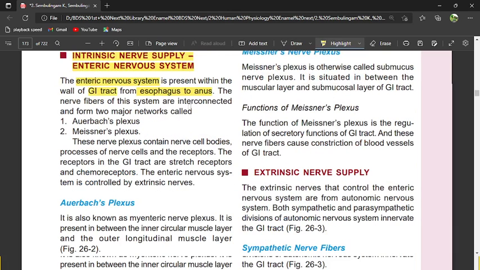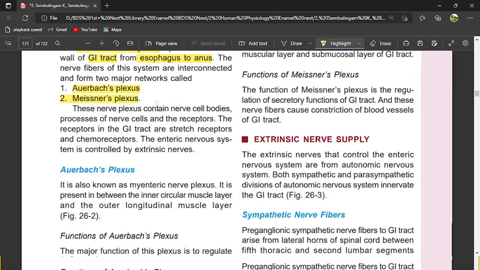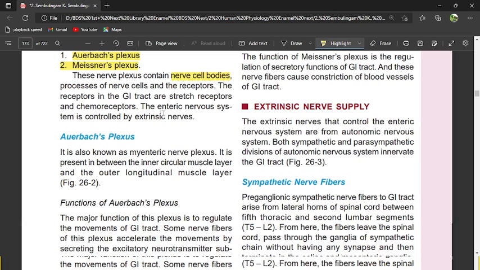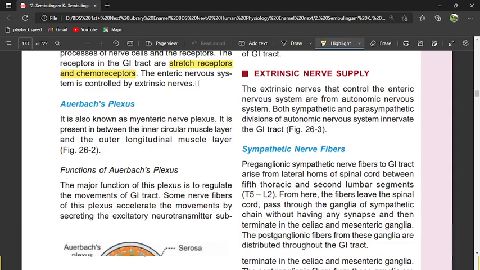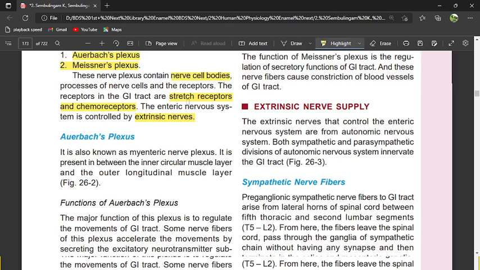The nerve fibers of the system are interconnected by two major networks. What networks? The Auerbach's plexus and Meissner's plexus. The nerve plexus contains the nerve cell bodies. They have a nerve cell and a receptor. The receptors in the GI tract include stretch receptors and also chemoreceptors. The enteric nervous system is also controlled by the extrinsic nerves.